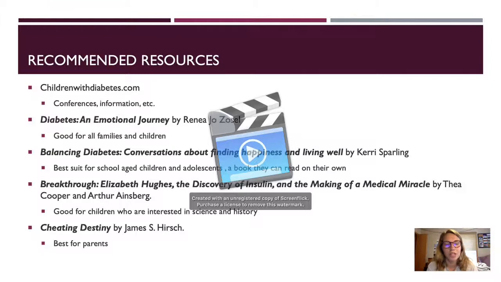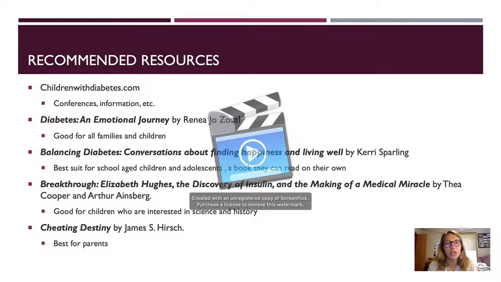Breakthrough: Elizabeth Hughes, The Discovery of Insulin and the Making of a Medical Miracle by Thea Cooper and Arthur Ainsberg. This one would be really good for children who are really interested in history and science. It also seems to be a chapter book, and it also could be one for the classroom or for families to read together. It seems to be very interesting, especially for someone with type 1 diabetes.